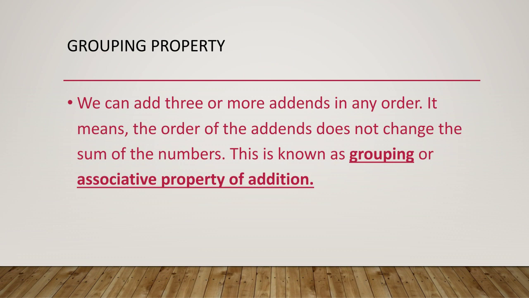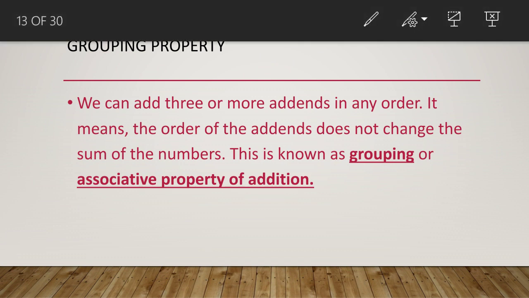The next property is grouping property. According to this, we can add 3 or more addends in any order. It means the order of the addends does not change the sum of the number. This is known as grouping or associative property of addition. Let's understand with a simple example.